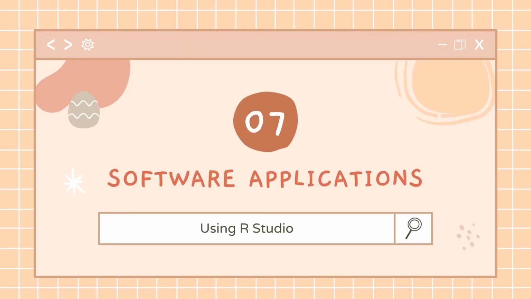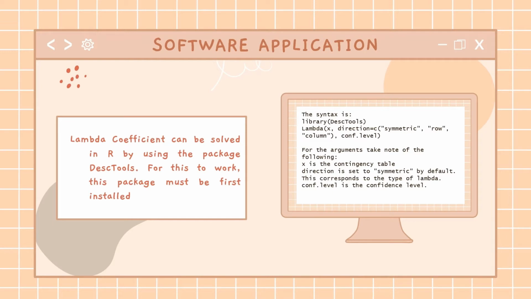For the software applications, lambda coefficient can be solved in R by using the package DescTools. For this to work, this package must be first installed, and nakikita natin sa kanan kung ano yung syntax para i-install yung package na to. Meron tayo dito. And ito yung line na gagamitin natin para makompute yung lambda of B. So, meron tayong function na lambda at yung mga arguments ay x, direction, and confidence level. X yung contingency table natin, kailangan i-store muna siya sa isang object. Tapos yung direction naman is set to symmetric by default.